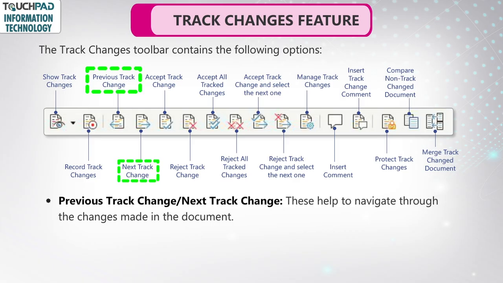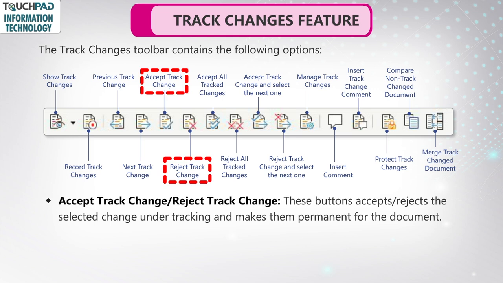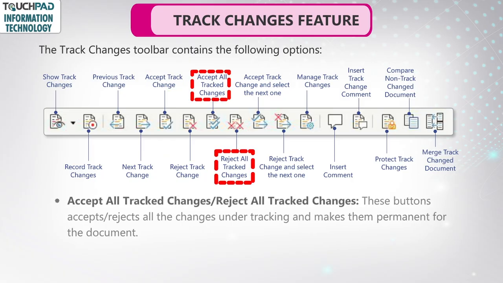Previous track change or next track change. These help to navigate through the changes made in the document. Accept track change or reject track change. These buttons accept or reject the selected change under tracking and make them permanent for the document.